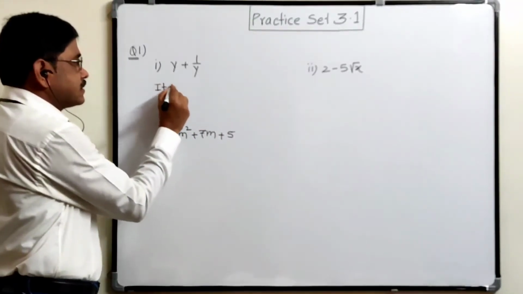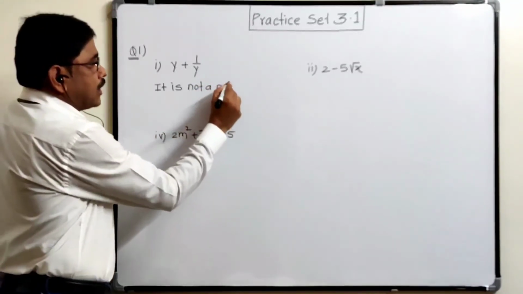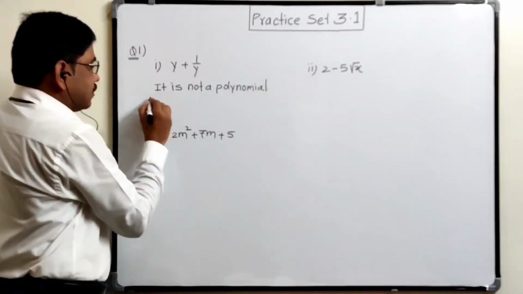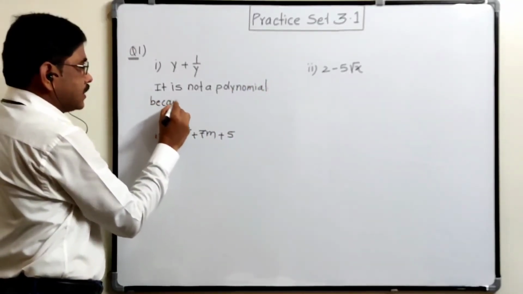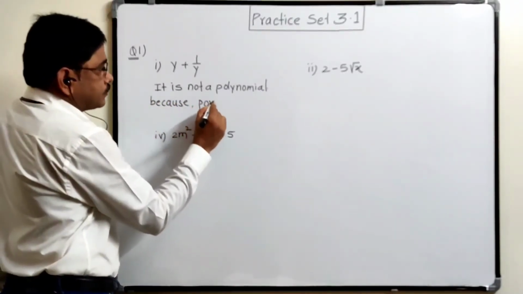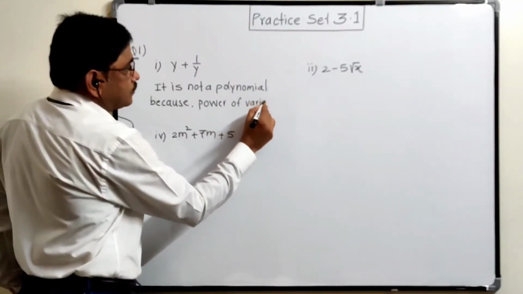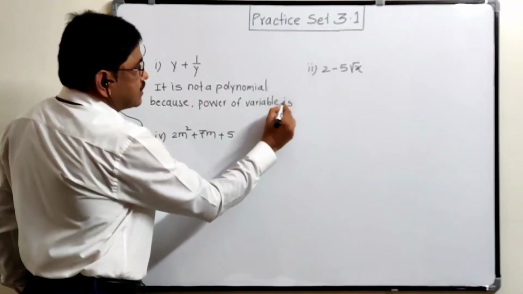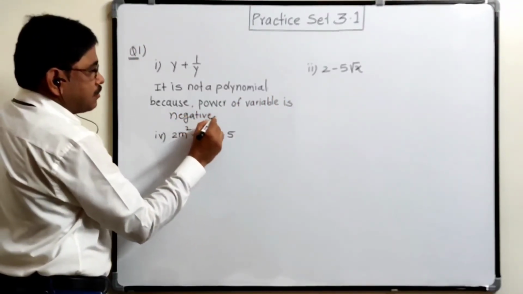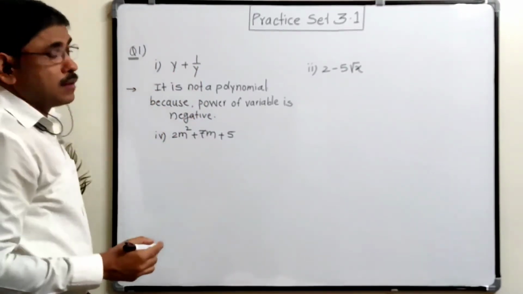So how to write the answer? Not a polynomial. It is not a polynomial because, the reason why I have to write, the power of variable is negative. In the second term, the power of variable is negative. That's why we can write this is not a polynomial.